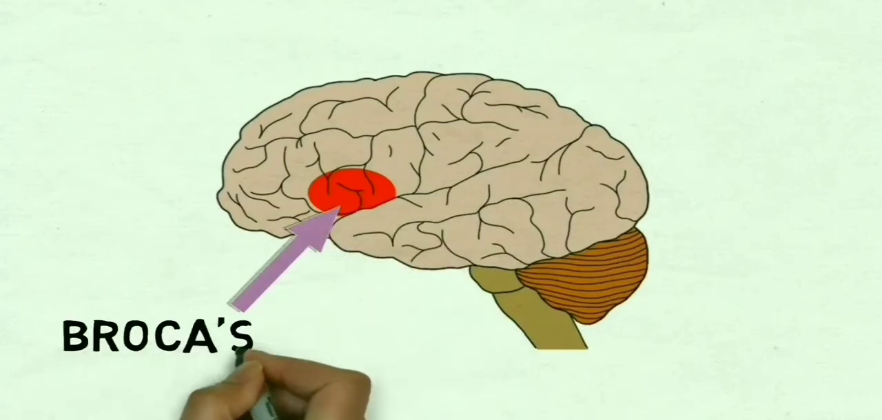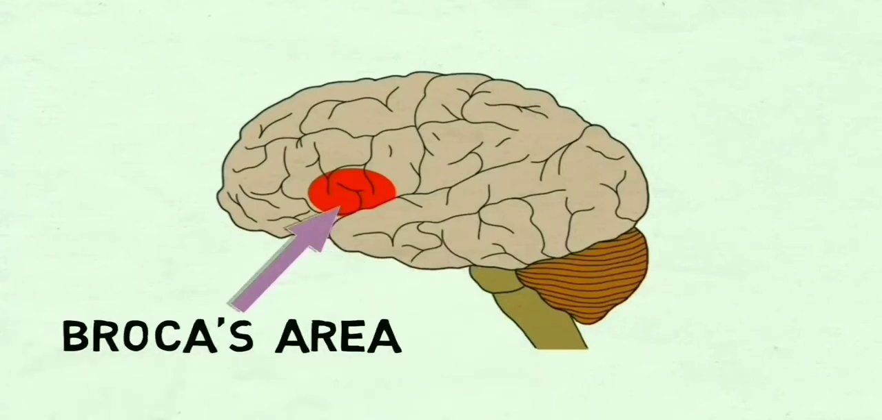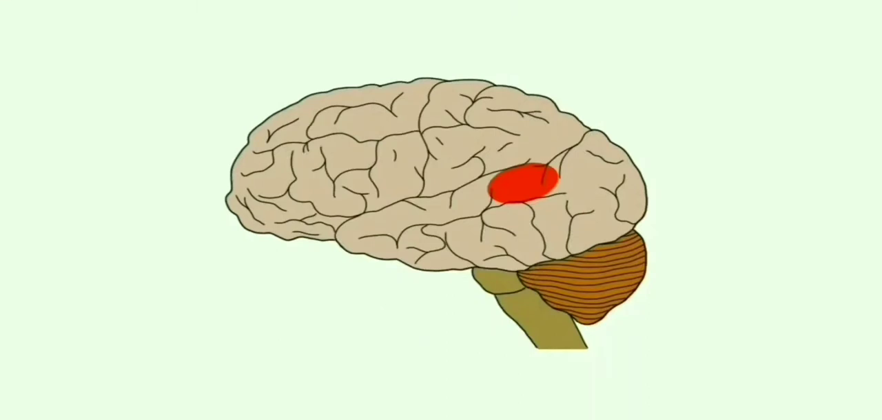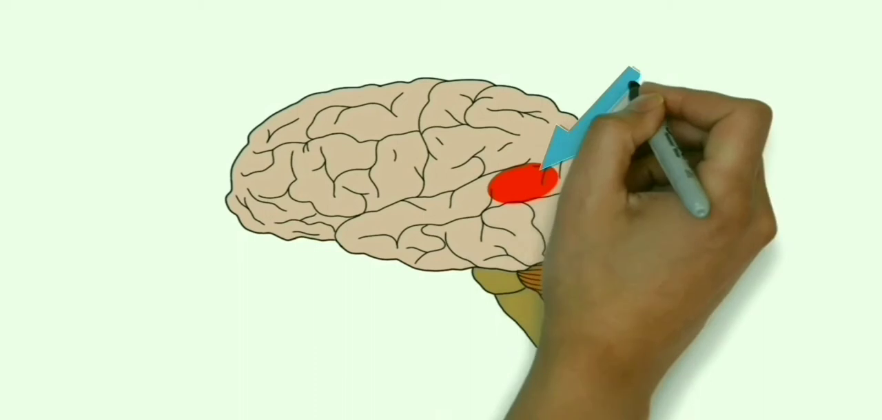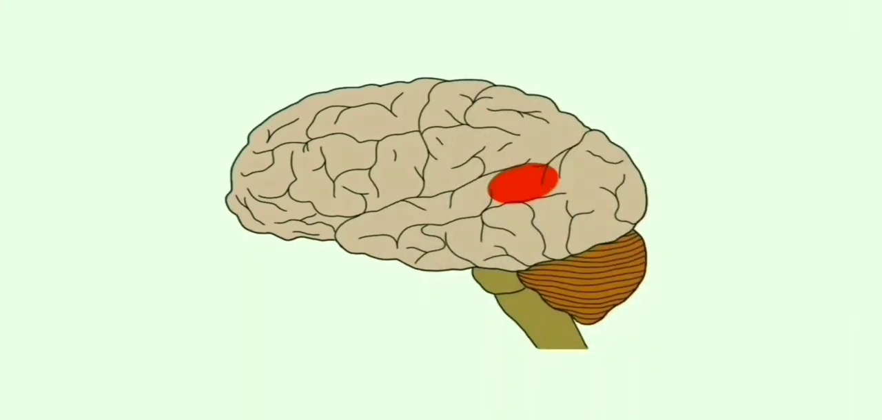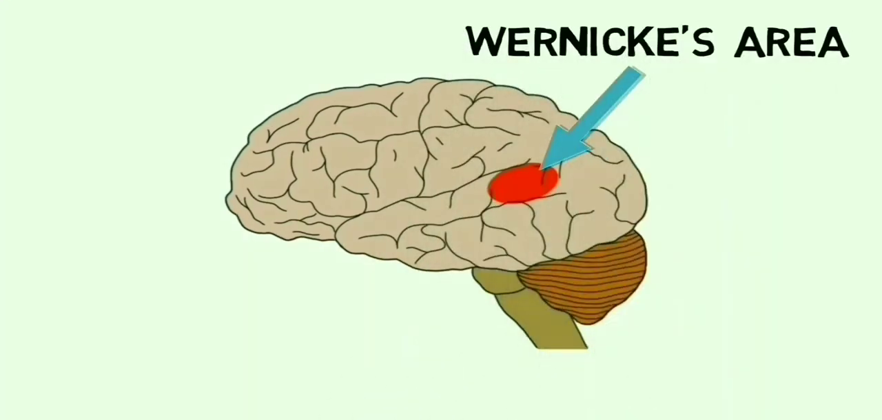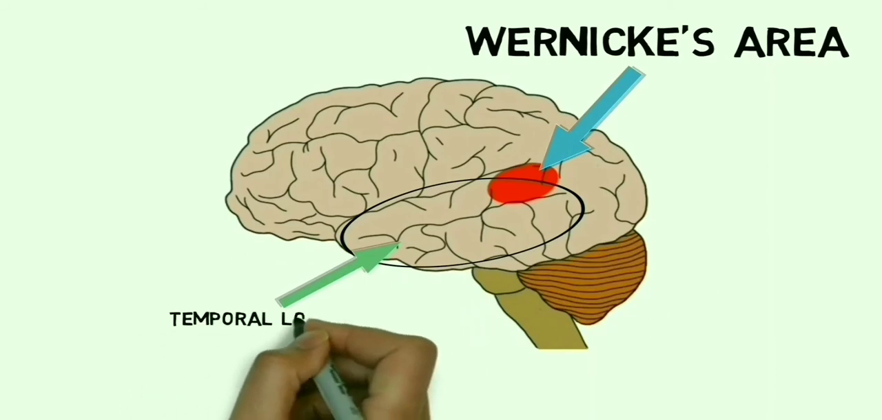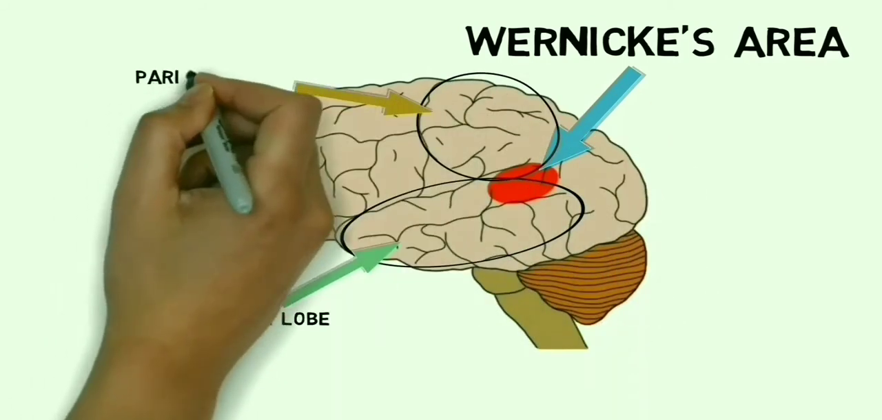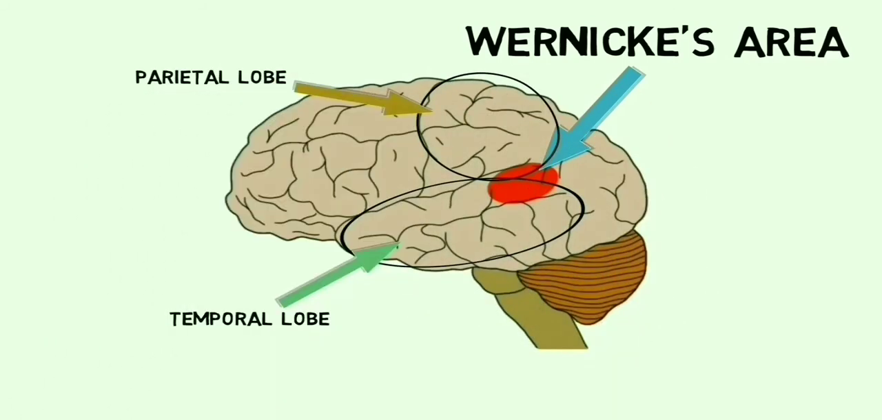Broca's area or motor speech area is present in the frontal lobe. It translates the thoughts into speech. Wernicke's area or intelligence center. It helps in the understanding of spoken and written words. The area of contact between the temporal lobe, parietal lobe and occipital lobe is the center for Wernicke's area.